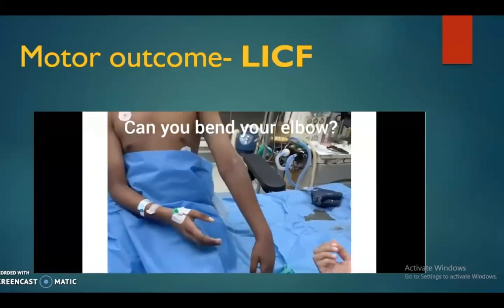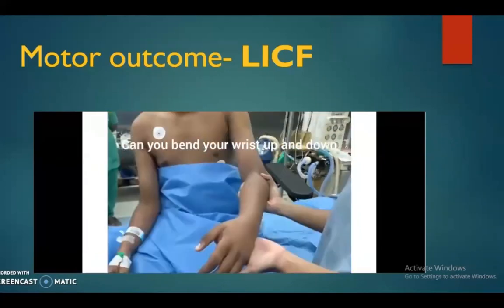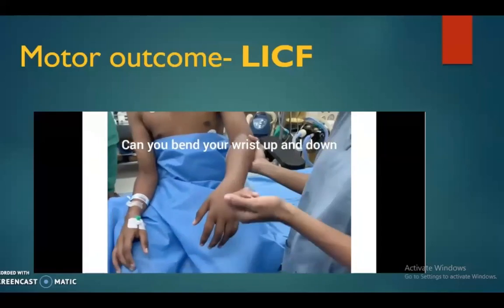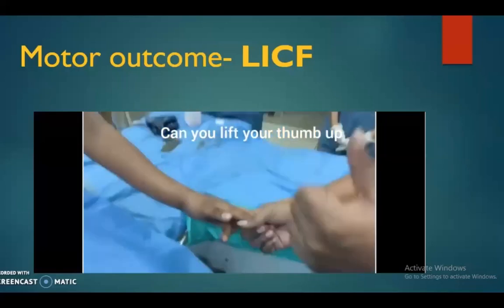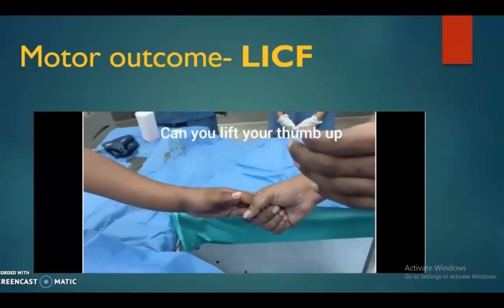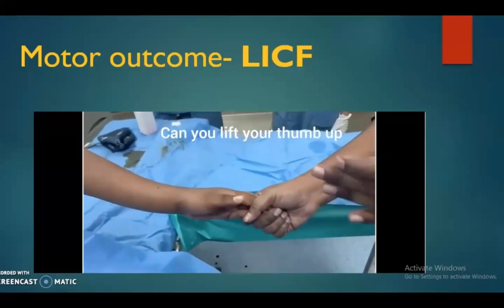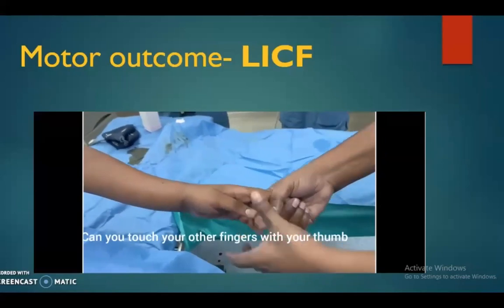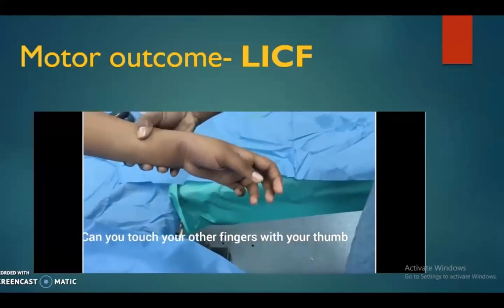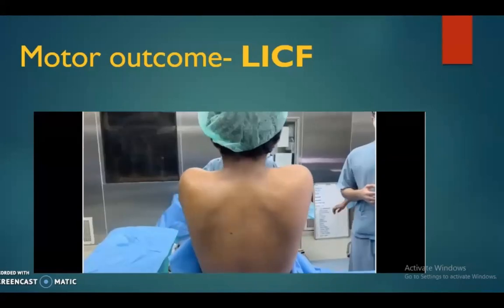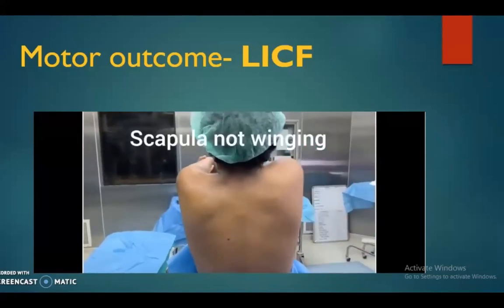The muscles of the forearm were involved. He was not able to flex his forearm. He was not able to extend his wrist. He was able to lift his thumb at the time of this assessment, which is at 20 minutes. He later lost this at 30 minutes. His scapula is not winging.